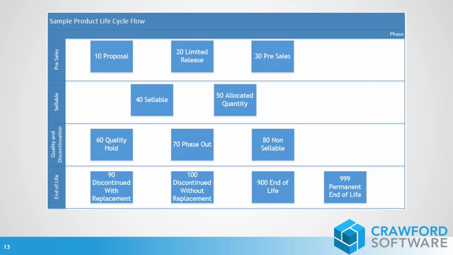So 10 being a proposal, an example of that would be something that's a new product being proposed, be it manufacturing or purchased. And for purchase, you might set everything to an error except for a purchase order, a purchase requisition, and a receipt from a purchase order. So those three transactions can be set to a warning.